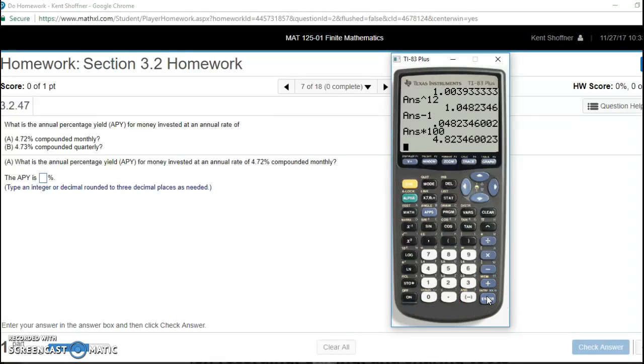4.823% is the APY. Either way, you either force the calculator to do order of operations by hitting enter after each calculation, or you put enough parentheses in so it does it itself. Up to you. This is an example of APY and how to calculate it.